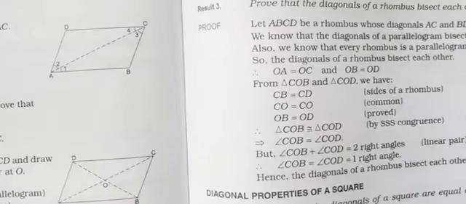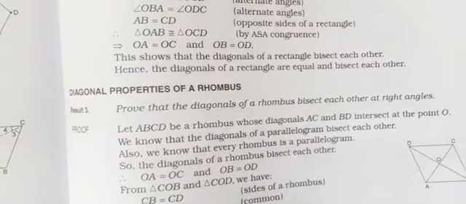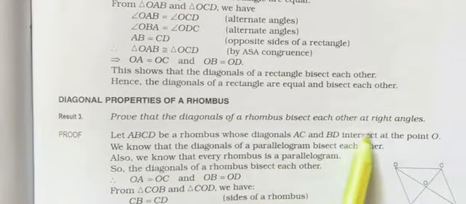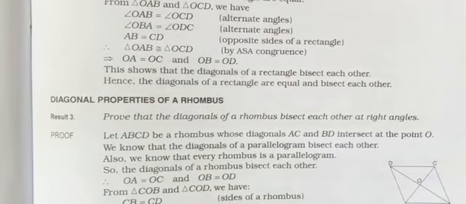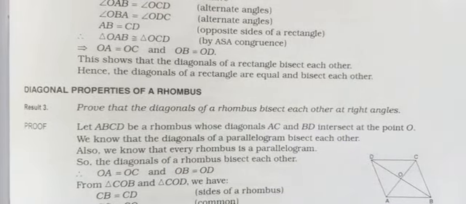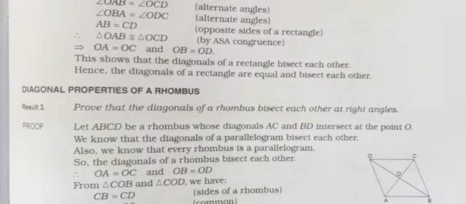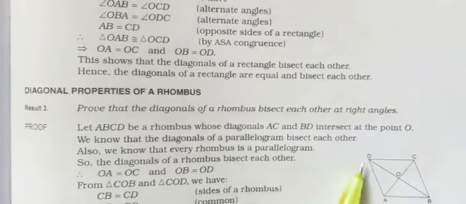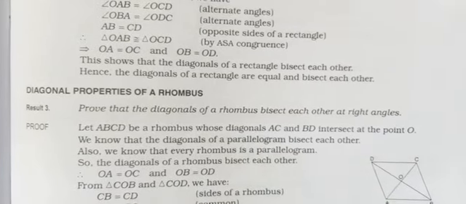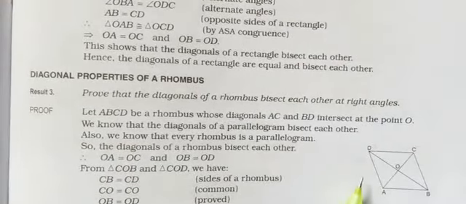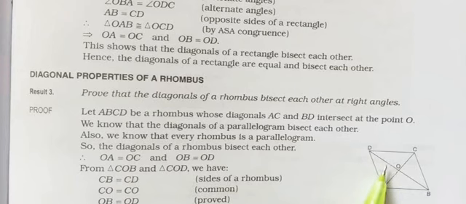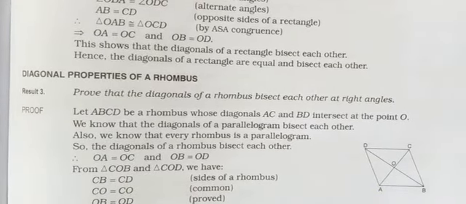Next one, another property. The property is to prove that the diagonals of a rhombus bisect each other at right angles. This you have to remember very carefully. Actually, in class 7, in mensuration, you have already done this property. By applying the Pythagoras theorem, we found the measure of the side of the rhombus. Now here the proof is given.